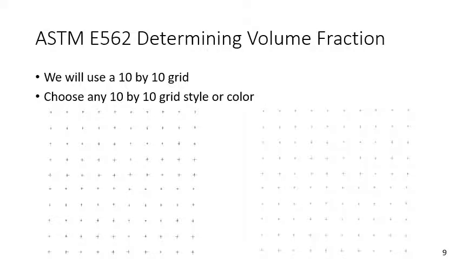Here's a couple examples of the 10 by 10 grids that we can use in our procedures. As you overlay the 10 by 10 grid over your image, you can adjust the brightness and contrast of your image and the color, brightness, contrast of the grid so that the points are easy to see and evaluate on top of your image.